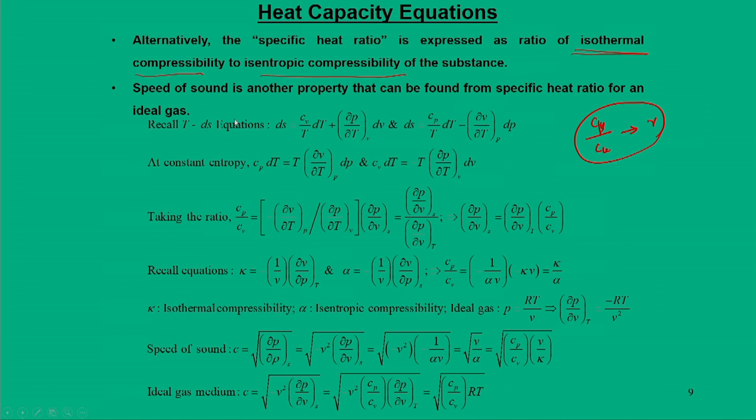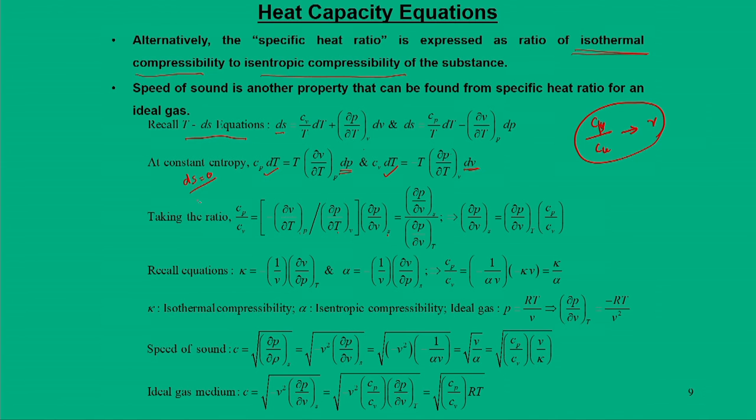So, again, the first fundamental equations we need to recall are the TdS equations. dS is equal to Cv by T dT plus dou P by dou T at constant V dV, and dS is equal to Cp by T dT minus dou V by dou T at constant P into dP. So, at constant entropy, that means dS is equal to 0, we get one relation for Cp dT and another relation for Cv dT. Then, to find the specific heat ratio, you take this ratio. Now, when you take this ratio, of course, the dou V by dou T at constant P term is here, and the dou P by dou T at constant volume term is here, and the ordinary differentials dP and dV become partial differentials.